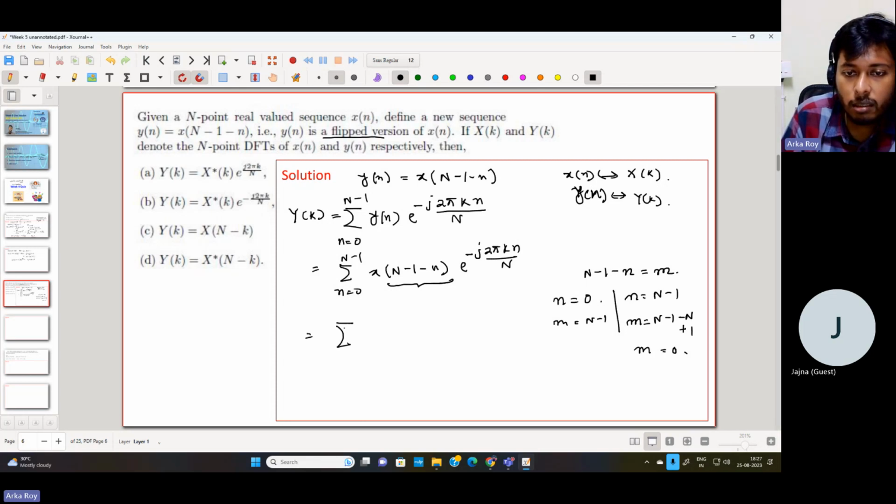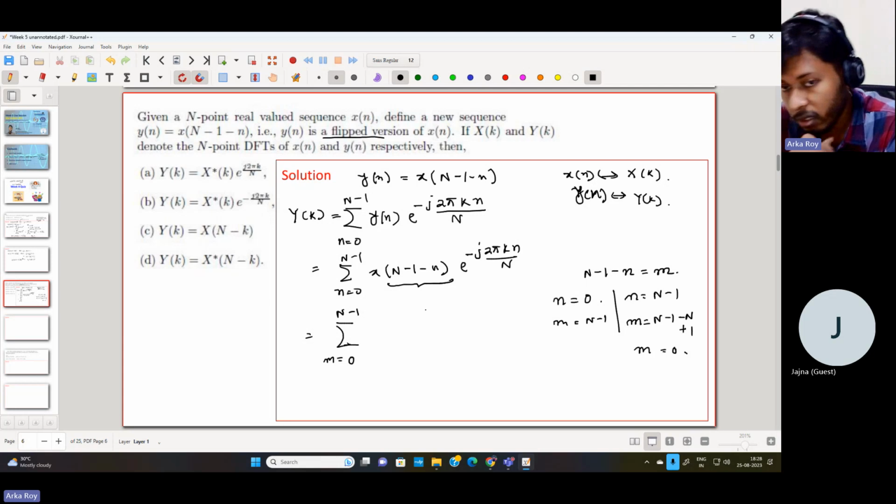So it is just the same thing. Now the m is running from N minus 1 to 0. So again, we can say the same argument that we can sum the signal from any direction and the summation will yield the same result. Therefore, I can just interchange the limits of the summation. So that is what I will do directly. So let's just interchange the limits of the summation. So m is equal to 0 to N minus 1.